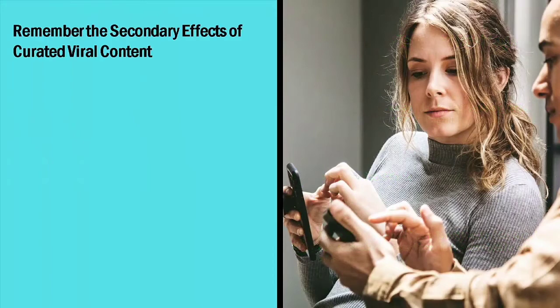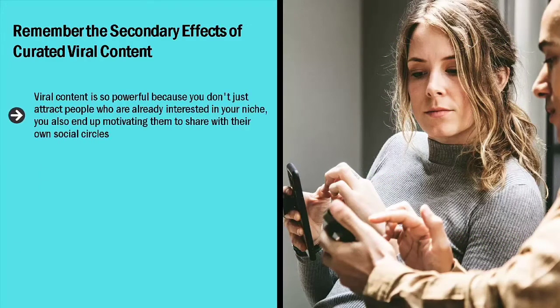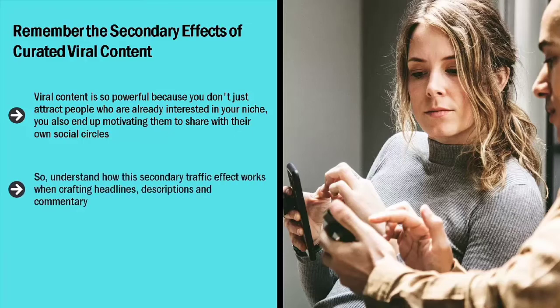Remember the secondary effects of curated viral content. Viral content is so powerful because you don't just attract people who are already interested in your niche, you also end up motivating them to share with their own social circles. This can lead people sharing the same interests or roughly the same interests to see the links to your social media accounts. So understand how this secondary traffic effect works when crafting headlines, descriptions, and commentary.